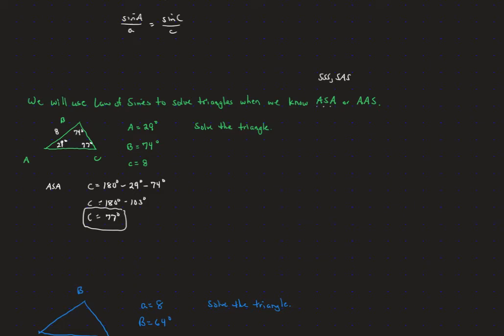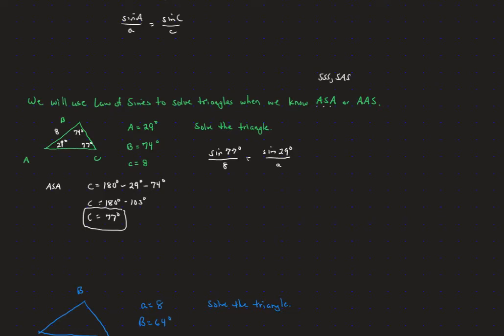So now we can set up a proportion. We want to use the only side we know, 8, and that goes with the angle opposite it, sine C. So we'll say the sine of angle C, which is 77 degrees, over side 8 is, and now we can pick whatever one we want. I'll just go alphabetical, not any particular reason. I'll go sine of angle A, which is 29 degrees, over side length A.